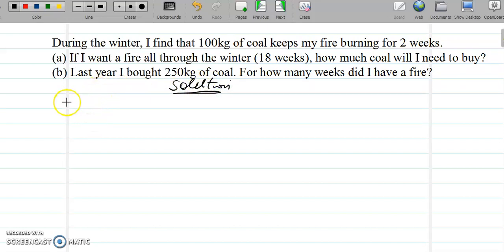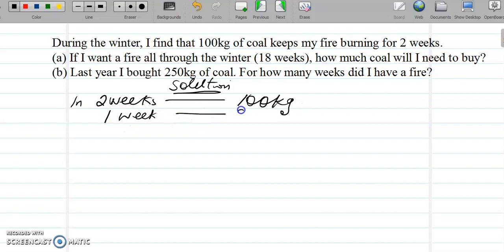Okay, so we have that in 2 weeks, we burned 100 kg of coal. That means that in 1 week, how many kg of coal are we going to burn? You see that 100 divided by 2 will now be 50. That means in 1 week, we have 100 kg of coal divided by 2 weeks, which is 50 kg. So in 1 week, we are expecting to burn 50 kg of coal.